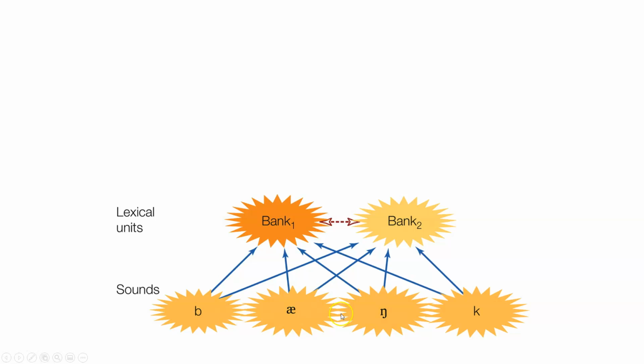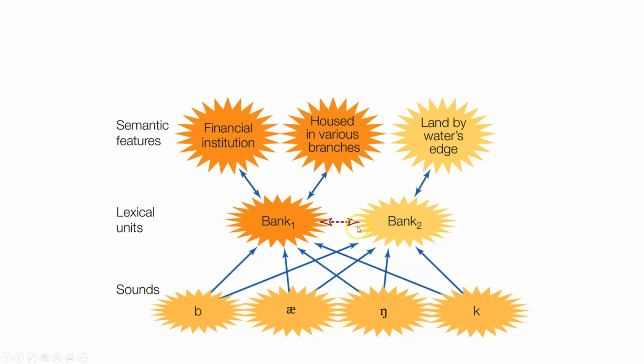Now, the final thing I want to talk about is how sometimes we have multiple words in our mind that are represented by the same sequence of sounds, and yet they have different meanings. Like bank ends up activating either one of two possible interpretations. For instance, this could be a financial institution housed in various branches, or it could be that land by a water's edge, the bank by the river, or the bank by the lake.